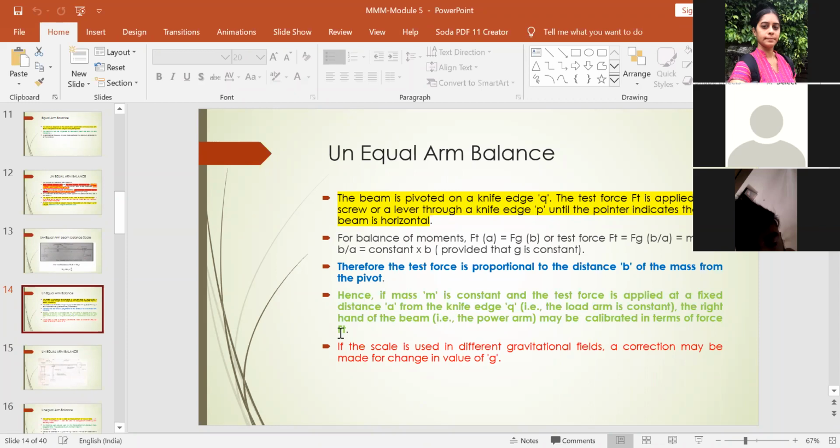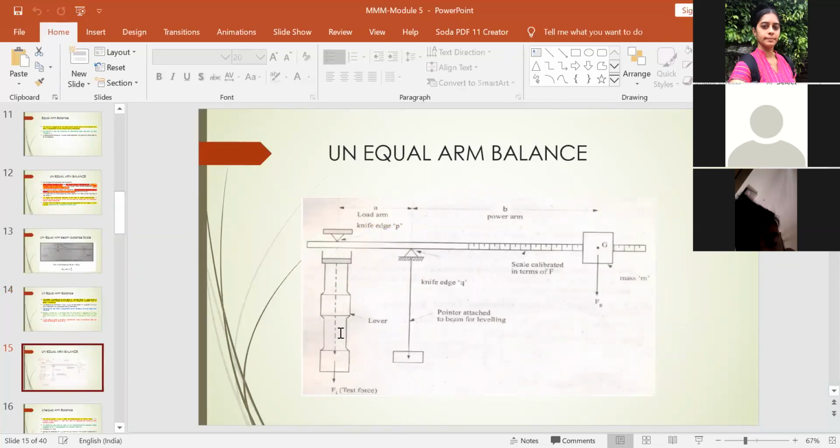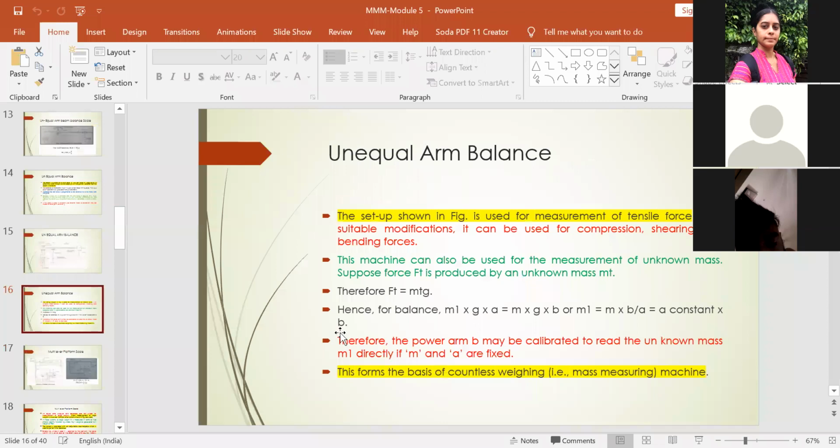So this is about the unequal arm balance, and if they ask you with a sketch, you should be able to draw the sketch and explain the terms. So this unequal arm balance is usually used for measurement of tensile force. With some modifications, it can also be used for testing compression, shearing and bending forces. So you can measure the unknown mass here. Along with that, this instrument is capable of determining the tensile force, and with some accessories or modification it is also able to measure compression, shearing and bending forces.